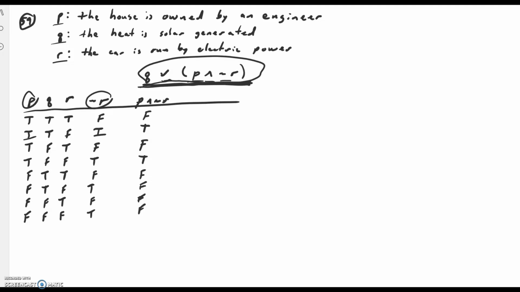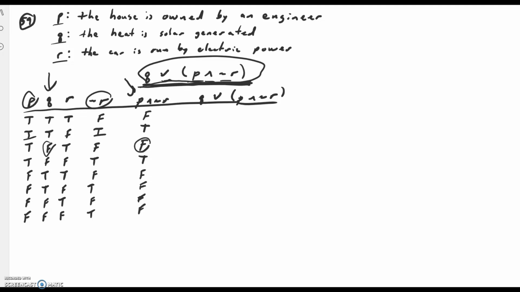And now it's time to do the final OR. So we're going to do a Q, OR, and then this thing we just did, P and not R. So Q is here, and P and not R is here, and we're going to combine them with an OR. Now an OR is true if any part is true. So what I like to do is look for false false, because that's going to be false. So here's a false false.